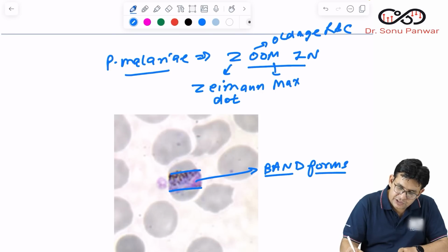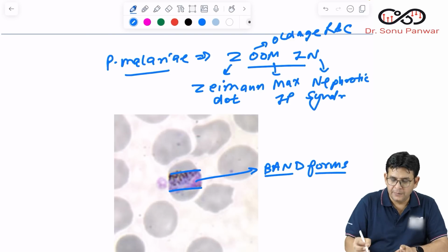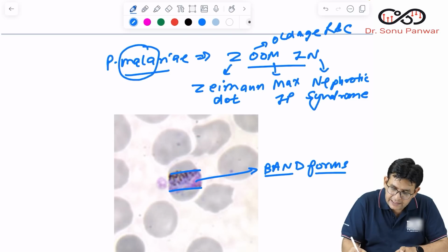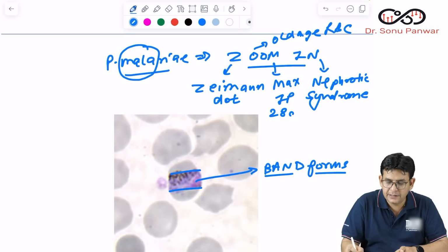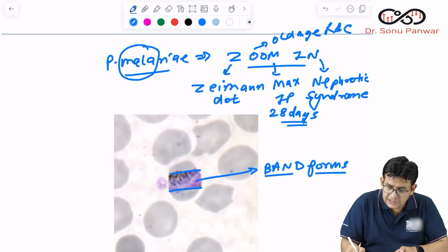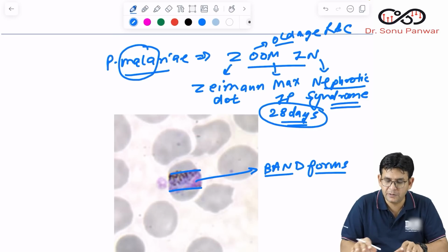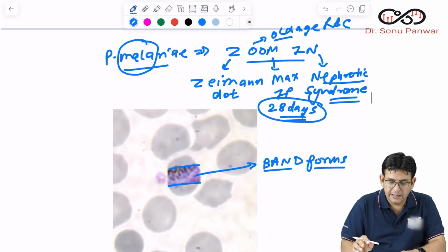N is associated with nephrotic syndrome. Associates with what, guys? Nephrotic syndrome. And how to remember that? There is a girl, Mala, whose age is 28 days, because the incubation period is 28. And she is 28 days old, Mala. And this particular girl, Mala, unfortunately has which particular disease? Nephrotic syndrome. Okay, so like that you can remember some of the facts regarding malaria.